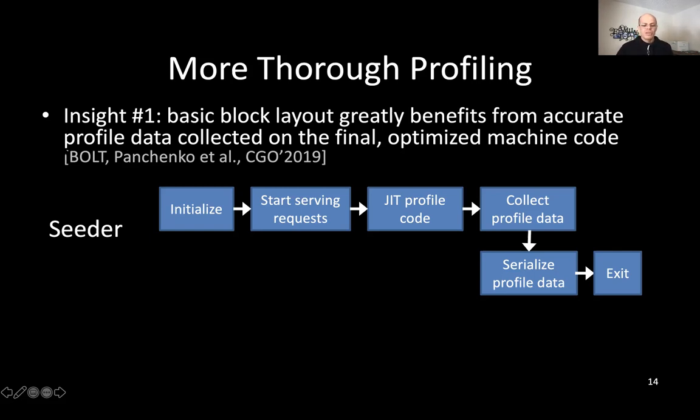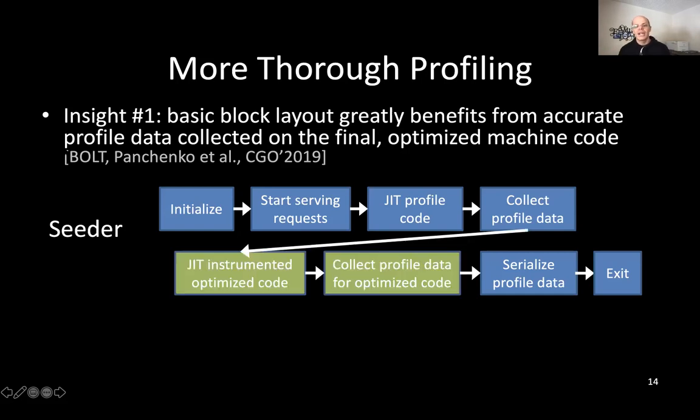So what we did here was to extend the basic workflow that we had on the seeders so that, instead of serializing the profile data right away, it produces the optimized code and instruments this optimized code with counters to collect the execution frequency of the basic blocks. Then we run that optimized code with instrumentation for a few minutes to collect this profiling data, and serialize this as well along with the rest of the profiling data. On the consumer servers, the workflow is mostly unchanged, except that now, prior to doing this basic block layout, we read this profiling data from the serialized file, and we update the profile counts on the control flow graph before doing this optimization, just to make it more effective.